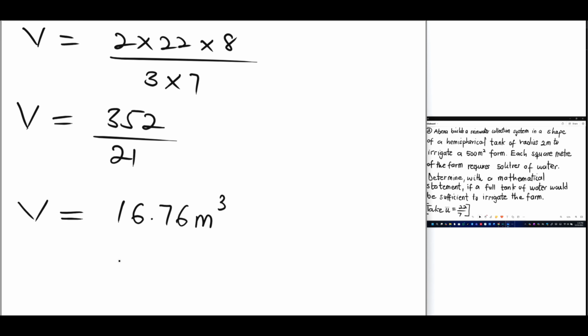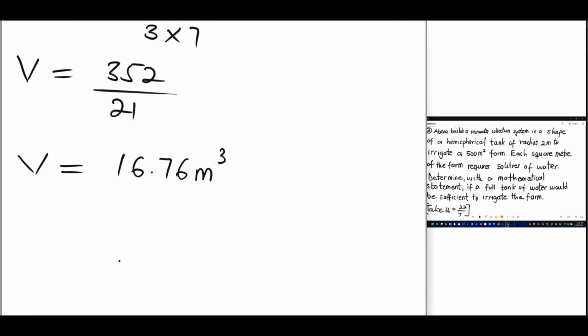Alright. Now, it is stated that each square meter of the farm requires 50 liters of water. So we need to convert the 50 liters to cubic meters, because we have all the dimensions in meters.